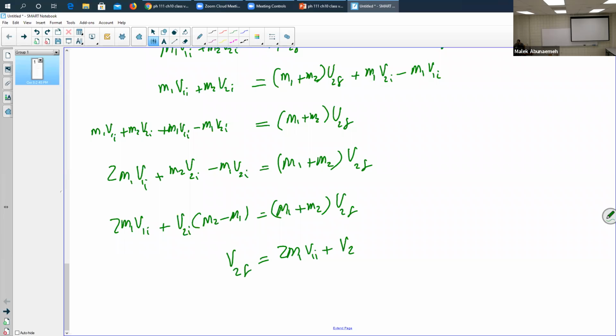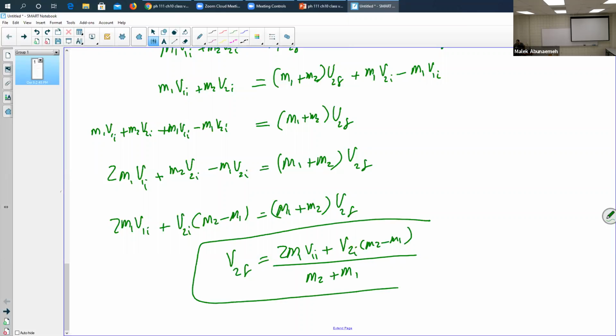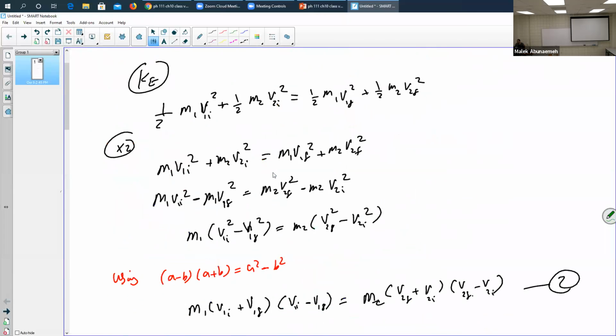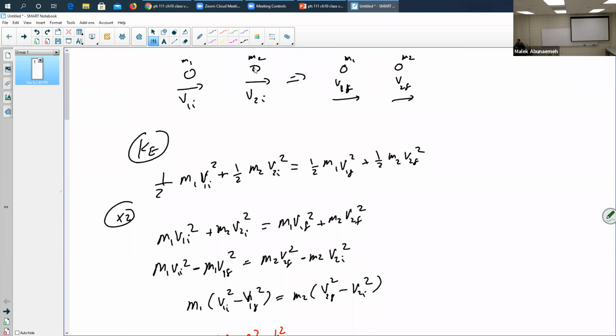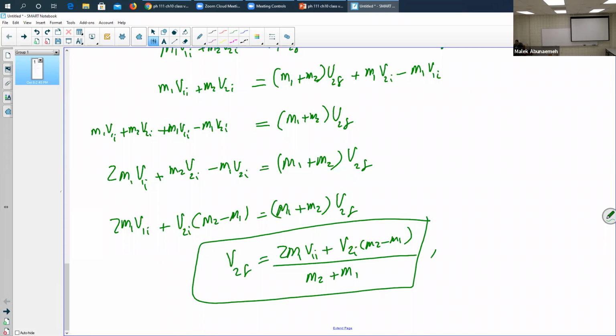That means actually the V2 final is going to equal 2M1 V1I plus V2I times M2 minus M1 over M2 plus M1. Now, let me just go back way on top for a second. If this is standstill, it's not moving, that means V2I is going to be equal to 0, right? If V2I equals 0, that means V2 final is going to equal 2M1 V1I divided by M1 plus M2.